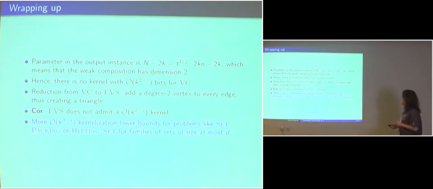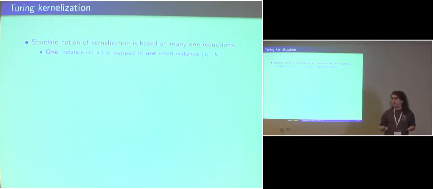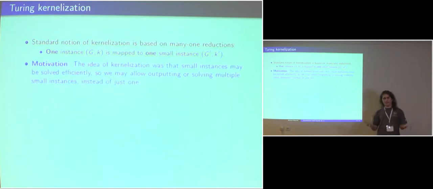Okay. So in the last, say, 5-10 minutes, I wanted to tell you about Turing kernelization, which is another paradigm of kernelization, which I think is important nowadays to know of, because it's conceptually a little bit different and it's very interesting. So the standard notion of kernelization is based on so-called many-one reductions or Karp reductions. I take one instance of the input problem and I want to transform it into one instance of the output problem. But basically the premise of kernelization is that solving small instances should be simple.